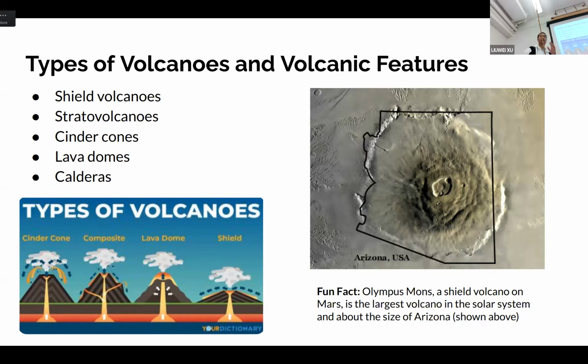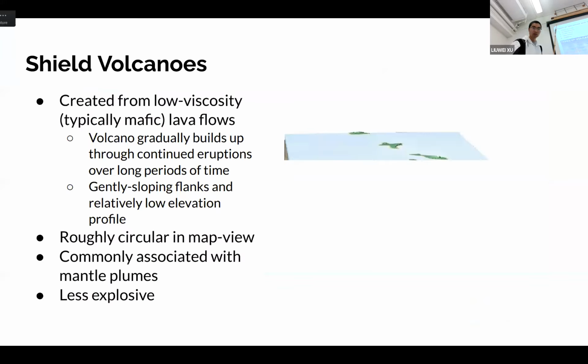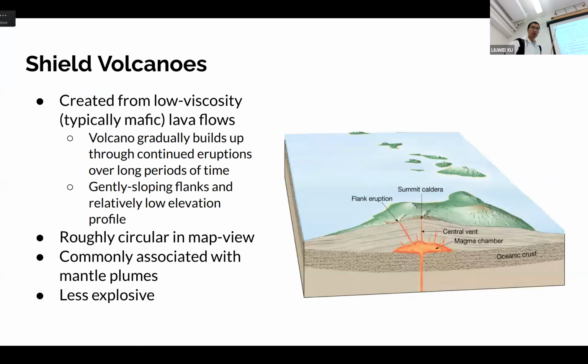By the appearance and shape of the volcano, we can divide them into 5 groups: shield volcanoes, stratovolcanoes, cinder cones, lava domes, and calderas. A shield volcano is created from low viscosity lava flows, and low viscosity always means mafic. So mafic means low viscosity.